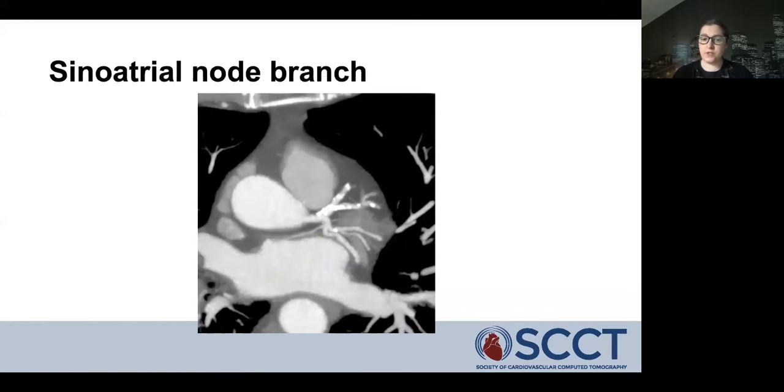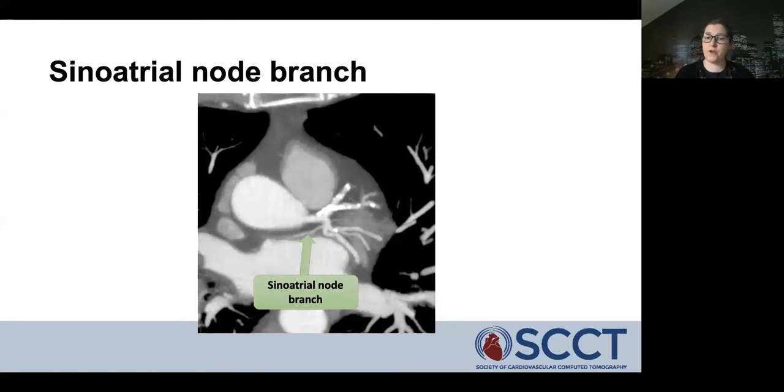The circumflex can also have some other branches, and this small one here that's going around the back of the aorta is called the sinoatrial nodal branch. This supplies the sinoatrial node. It most often arises from the circumflex, but it can arise from the right as well. Occasionally, with anomalies, it can arise from anywhere, but most commonly you see it arise from the circumflex branch.